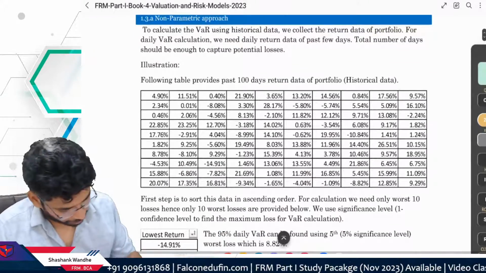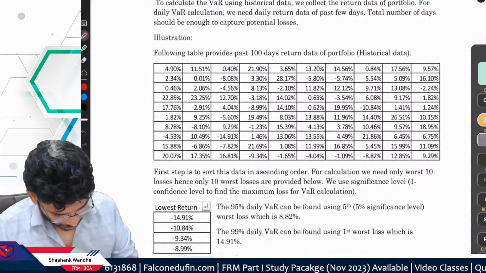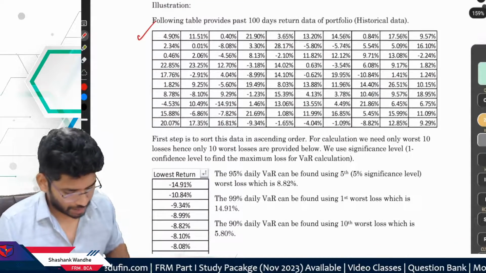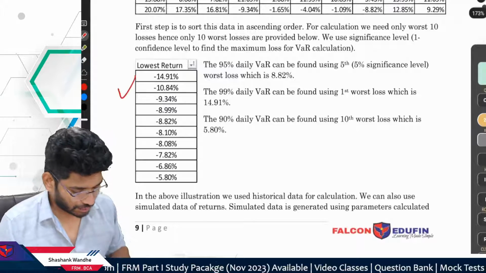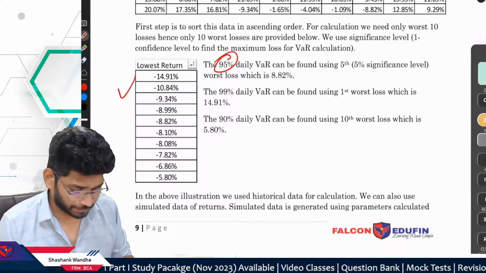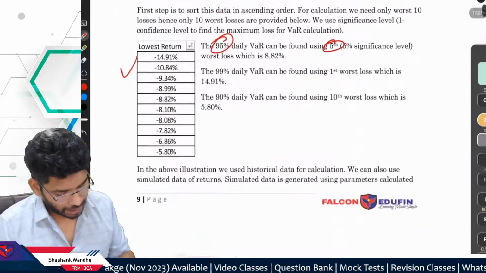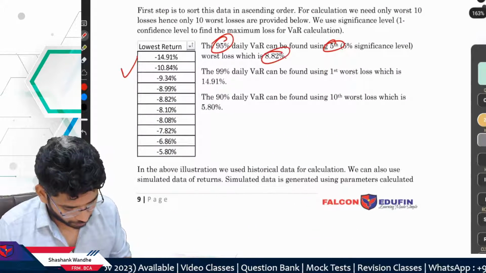First, non-parametric approach. In the non-parametric approach, these are our observations. These are the lowest 10 observations. For 95%, you have to use the fifth value. Why? Because we assume there are 100 days, and we are taking the fifth value. So the fifth value is this.